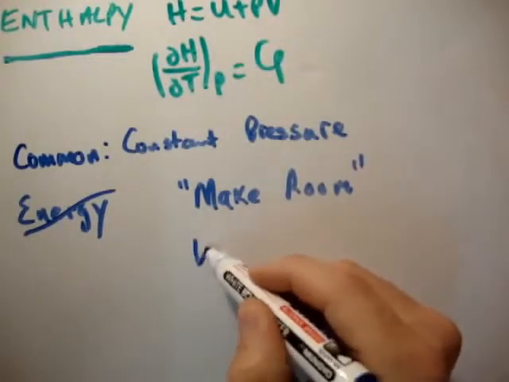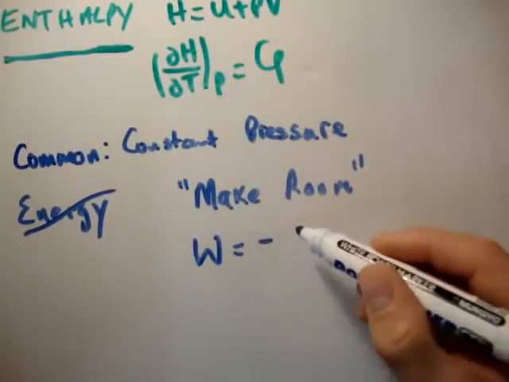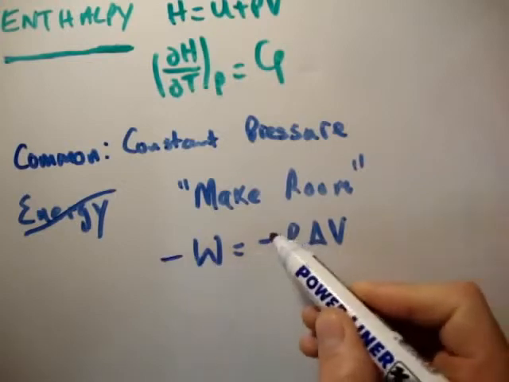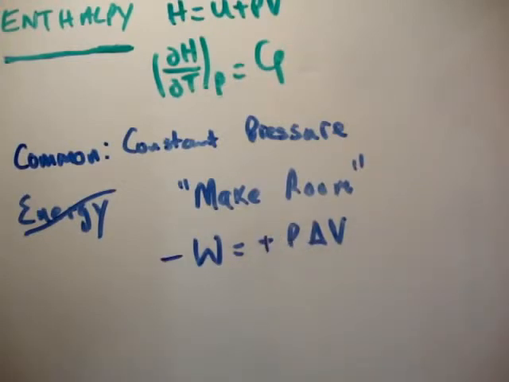So, at this stage, you've seen quite a few times that work done is equal to minus P delta V. Now, if we're making room for something, well then delta V is positive, therefore we get negative work. Like that. So your system is doing work against the surroundings. Right? We've seen that quite a few times.